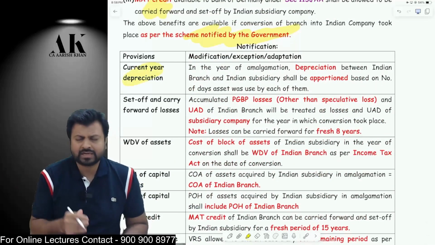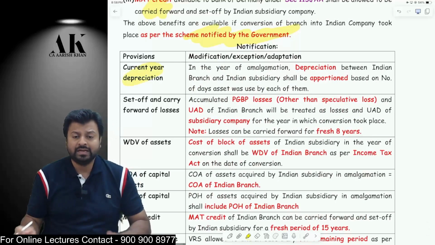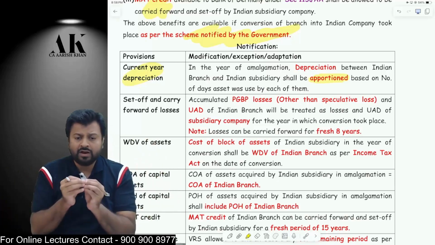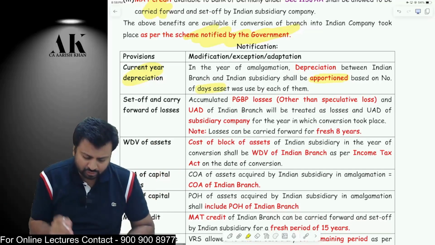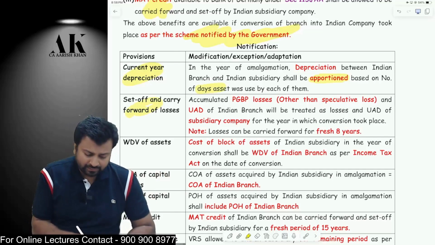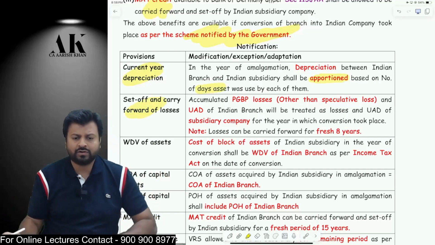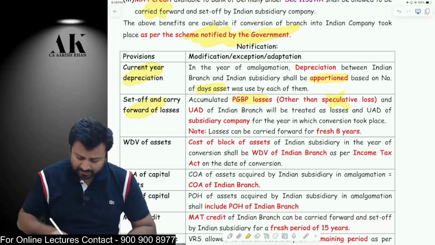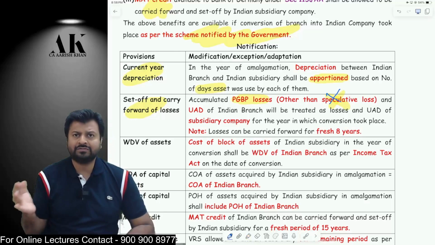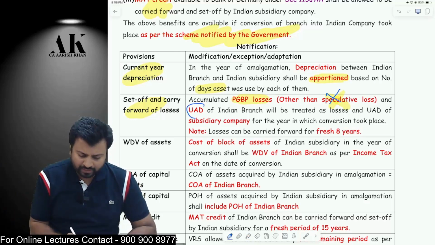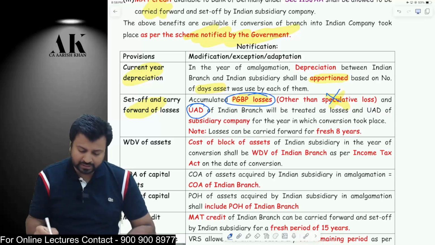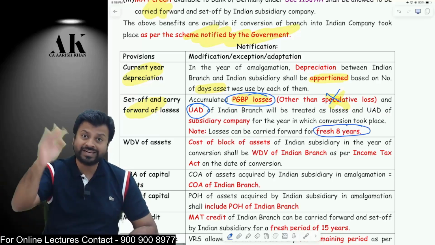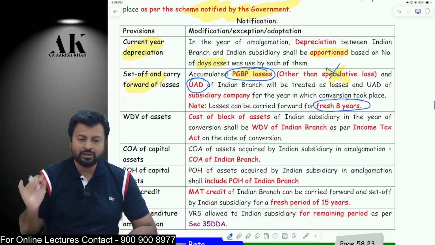So what will happen with the current year depreciation when the conversion is happening? The current year depreciation will be apportioned between the Indian branch and the Indian company on the basis of the number of days the assets are used by them. Okay. I hope it is clear. So what about the carry forward and set off of losses and unabsorbed depreciation? Yes, you can carry forward the PGBP loss other than the speculative loss. Speculative loss will not be carried forward. Non-speculative loss you can carry forward, and you can also carry forward unabsorbed depreciation for another 8 years. You can carry forward for a fresh 8 years, just like amalgamation of companies. I hope it is clear to all of you.